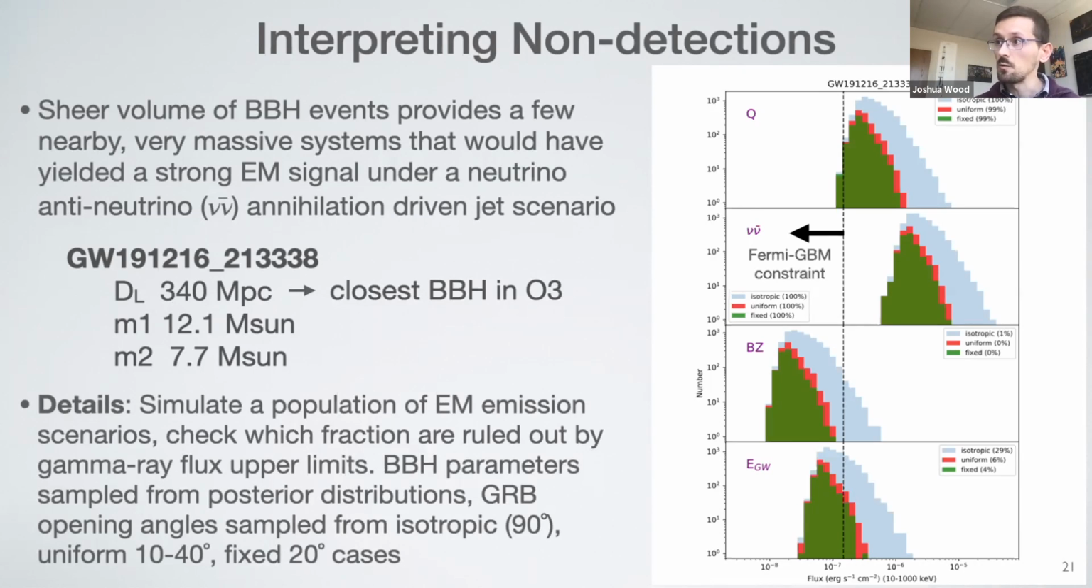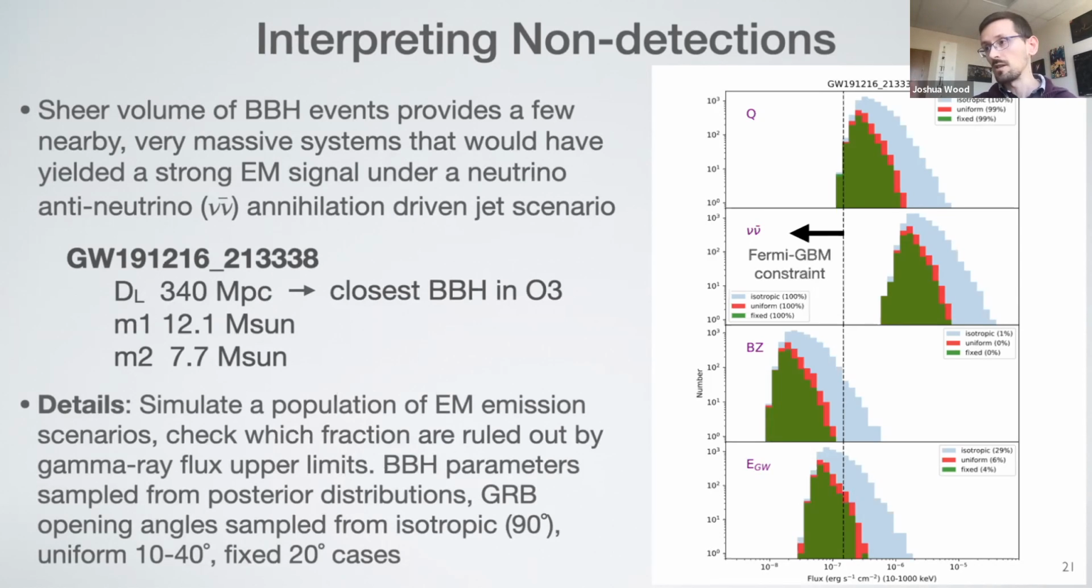And in that case, it turns out for this one event, 1912-16, given how close it is and how massive it is, it's really hard to avoid seeing it. And so in that case, we can put a constraint on that one model. And then for the other models here, there's a Blandford-Znajek model, I think. And then just a model where we scale the gamma ray burst flux with the total energy of the gravitational wave system. And so, yeah, in this case, we can start ruling out this one exotic scenario for this neutrino anti-neutrino annihilation-driven jet.